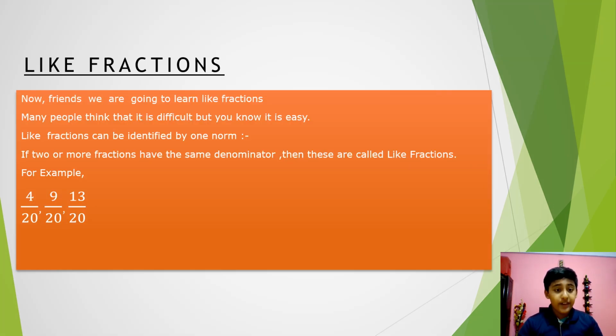Like fractions. Now friends, we are going to learn like fractions. Many people think that it is very difficult, but it is very easy. Like fractions can be identified by one norm. If two or more fractions have the same denominator, then they are called like fractions. For example, 4 by 20, 9 by 20 and 13 by 20. You can have more examples like 5 by 20 and 15 by 20. That is your choice, so you can add some more.